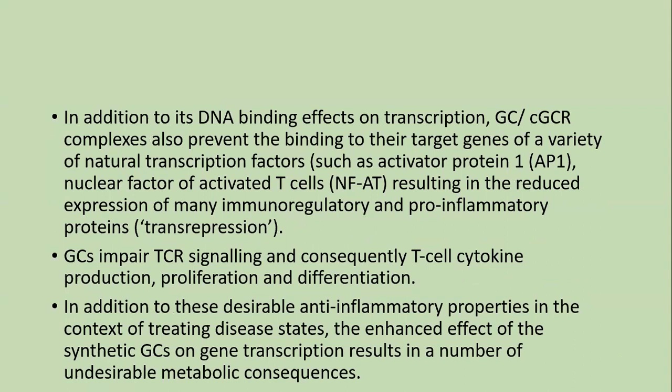In addition to its DNA binding effect on transcription, the glucocorticoid and receptor complex also prevents the binding to their target genes of a variety of natural transcription factors, such as activator protein 1 and nuclear factor of activated T cells (NFAT), which results in reduced expression of many immunoregulatory and pro-inflammatory proteins. This process is called transrepression.